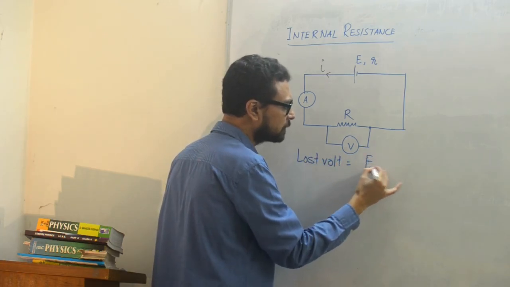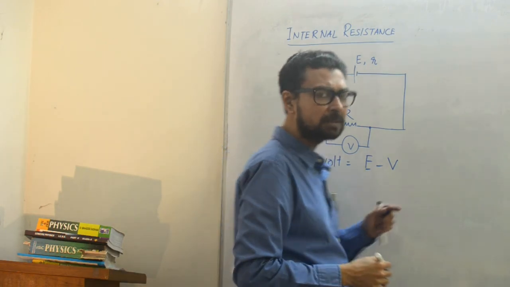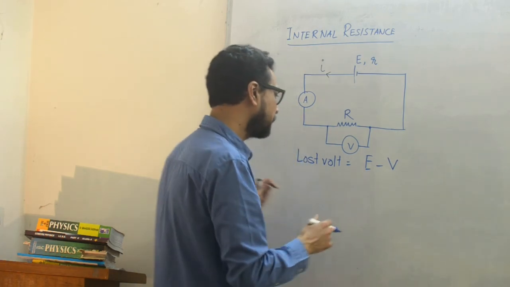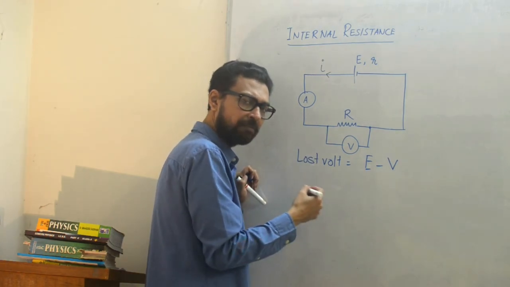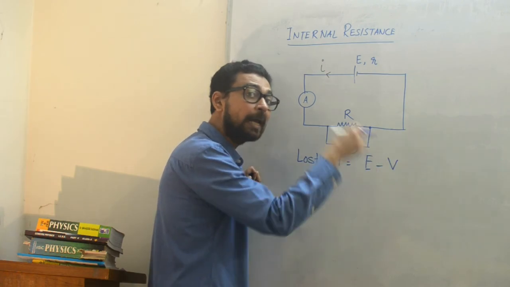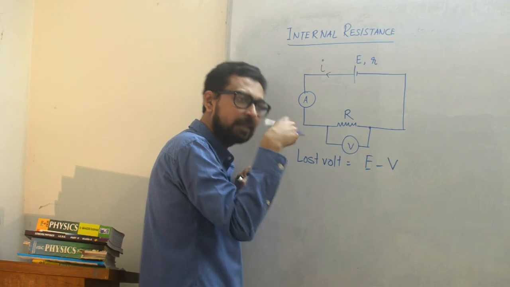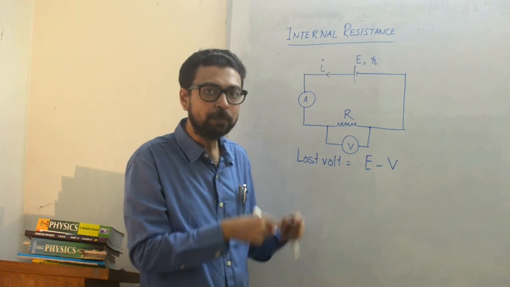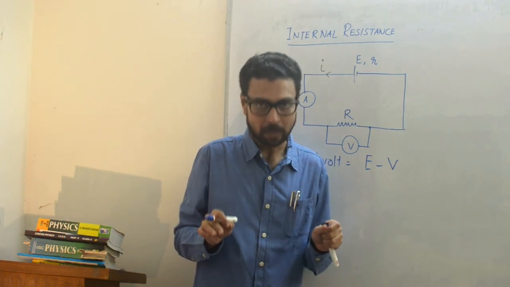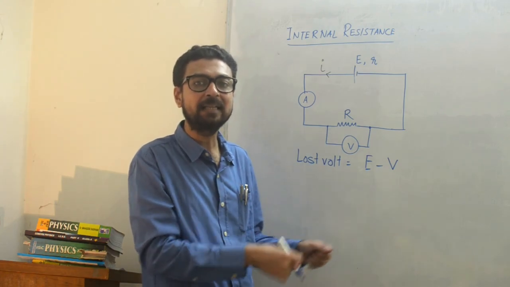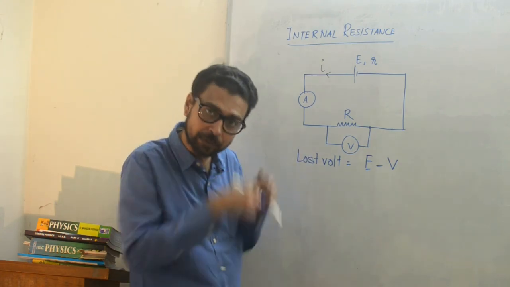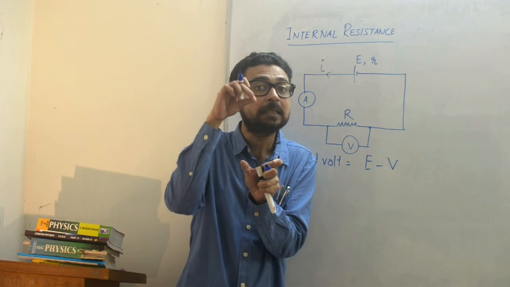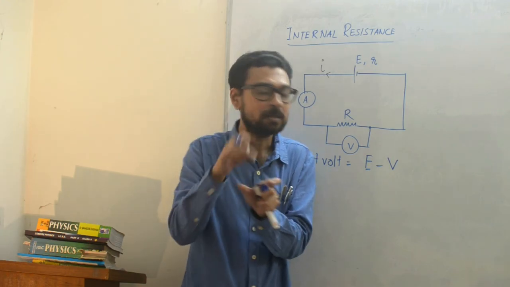The lost volt is basically the total marked minus the total obtained, and that is the amount of loss that we are incurring. Since there is a loss and we cannot account for it, we thought that within the cell or the battery itself there is a resistance which is consuming this amount of potential. After this loss only we get the potential within the circuit. So within the cell, this internal resistance is causing this loss to occur.